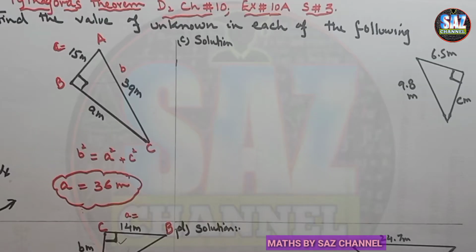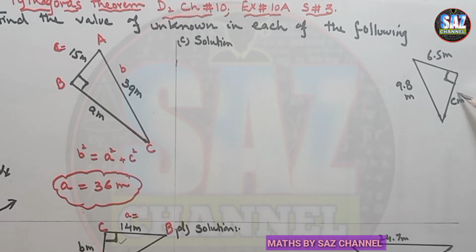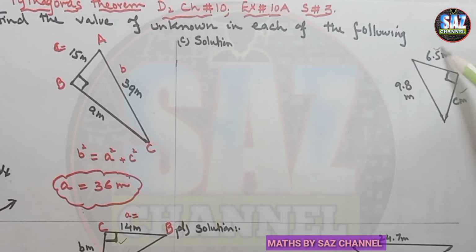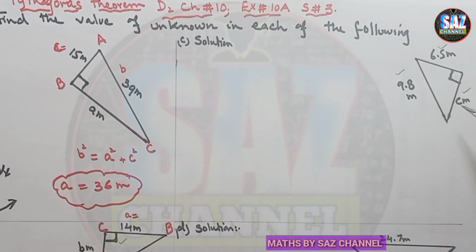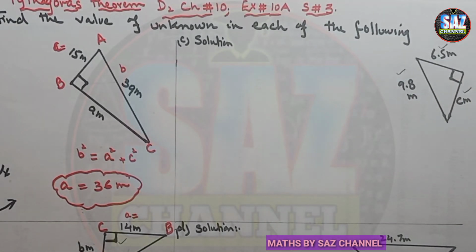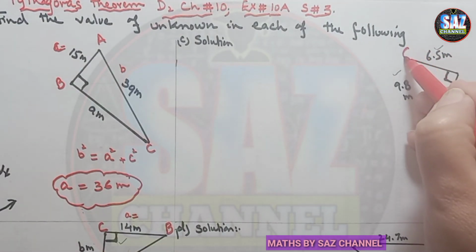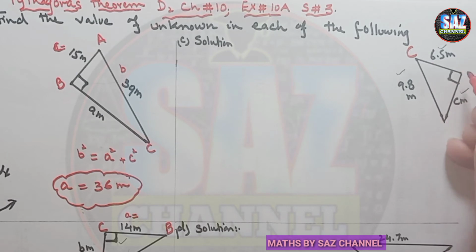In the C part, the triangle which is given to us has the lengths c meters, 6.5 meters and 9.8 meters. Okay, now I hope you are clear that before solving the question, we must mark the vertices and the lengths with corresponding letters. As this is small c, the opposite vertex will be marked with capital C. And the rest can be taken as A or B.